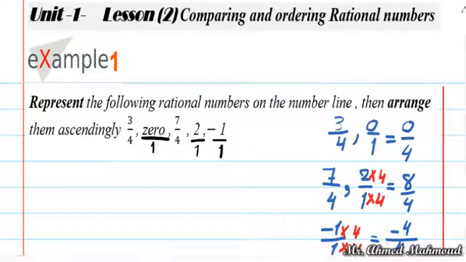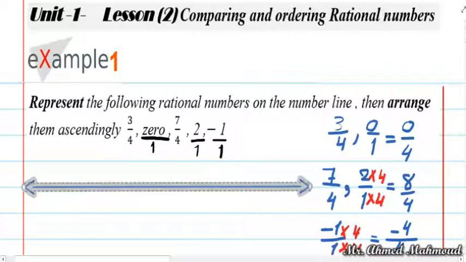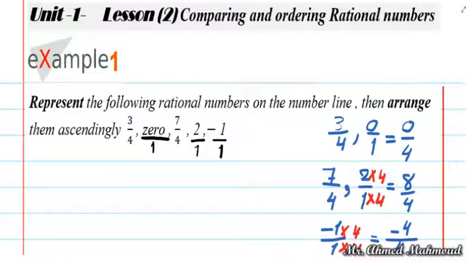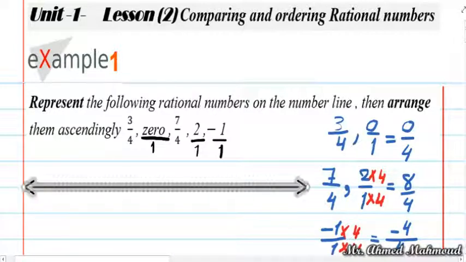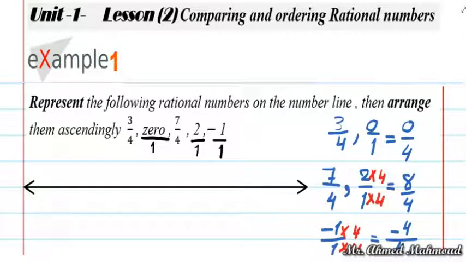The second step, draw the number line like this, or we can draw it with black like this. Okay. And then write the numbers on the number line using the new denominator 4. That means at the middle, we are going to write here 0 over 4. Next, 1 over 4.